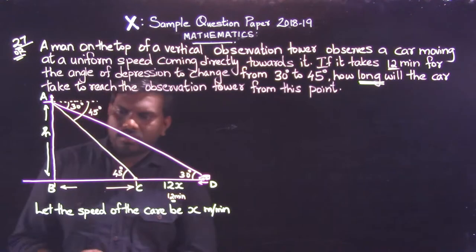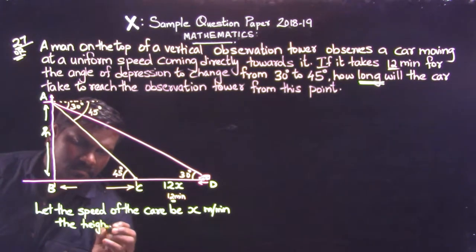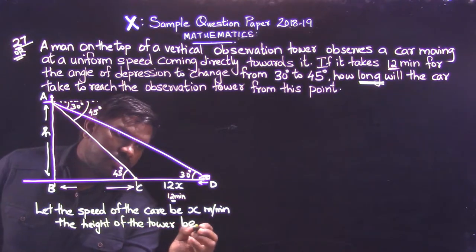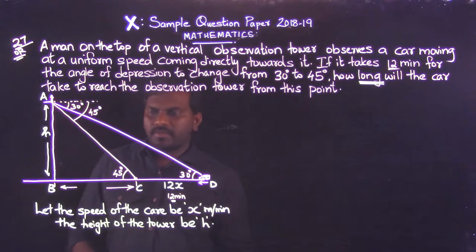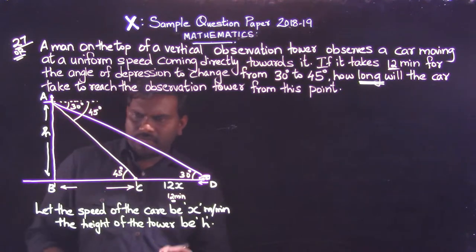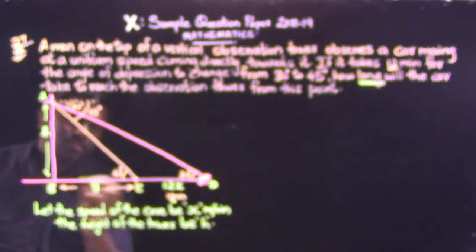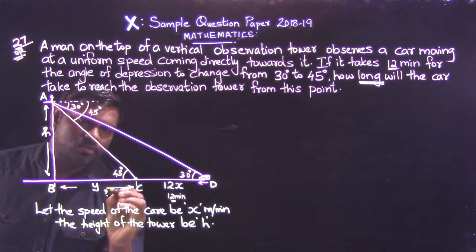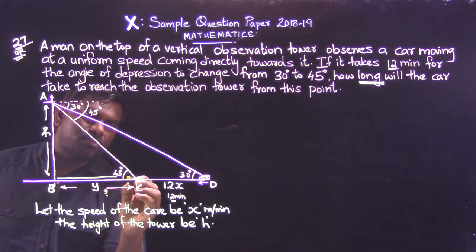Fine. Then we let the height of the tower be h. Just marked it as h, and this one as x meters per minute, then this as h. And if you want, you can mark this distance as y, which plays a very important role, because this is actually the distance we really want in order to calculate the time taken for the car to travel from here to here. That is what is asked. So from here to here is relatively very important.